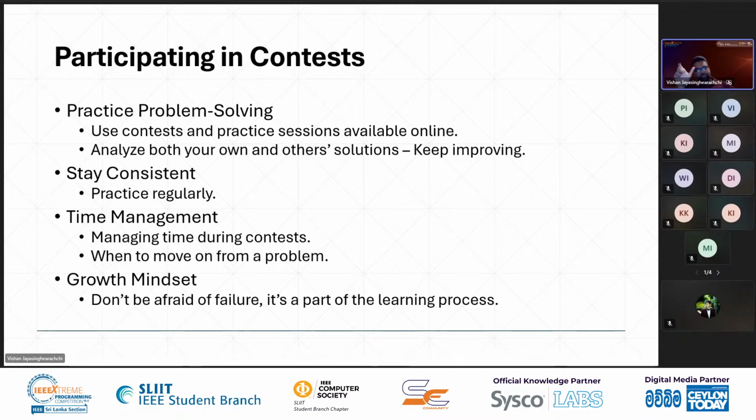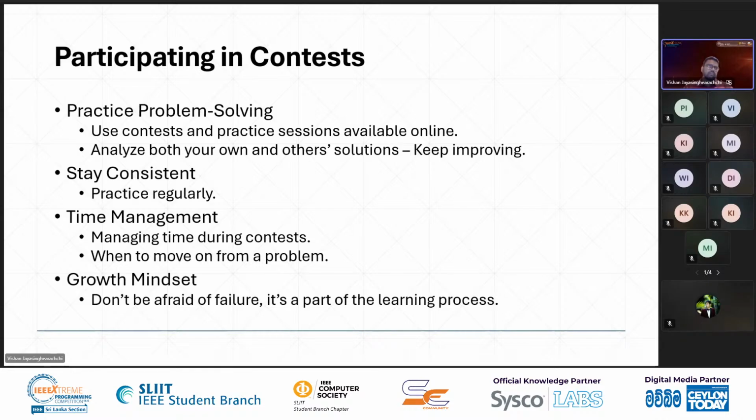So one of the most important things that I think you need to practice is to know how much effort you need to put into a problem, and to know when to move on from a problem, because sometimes despite our best efforts, we might not be able to solve the problem completely in the given time, right?